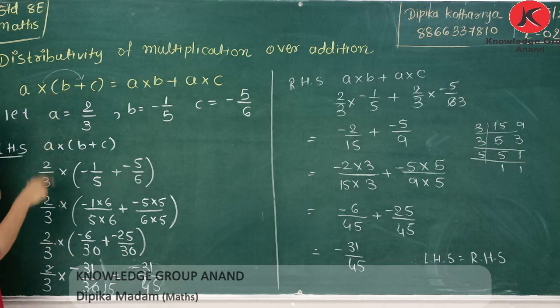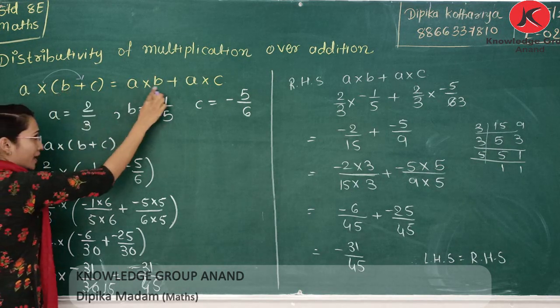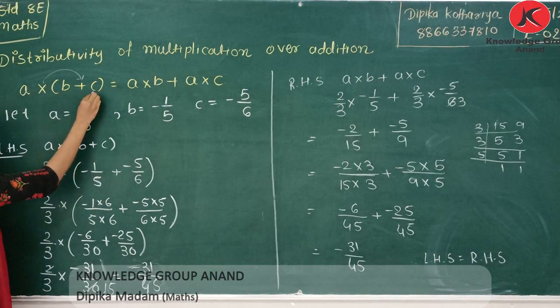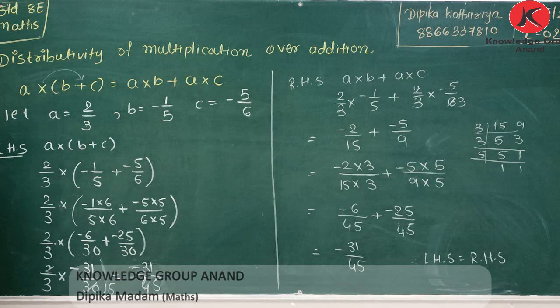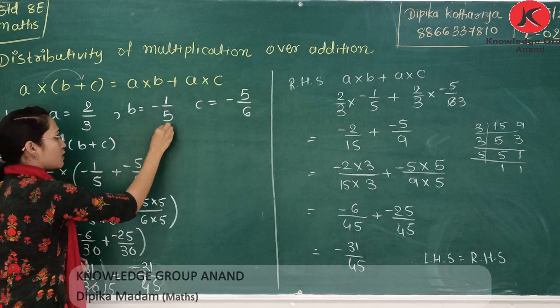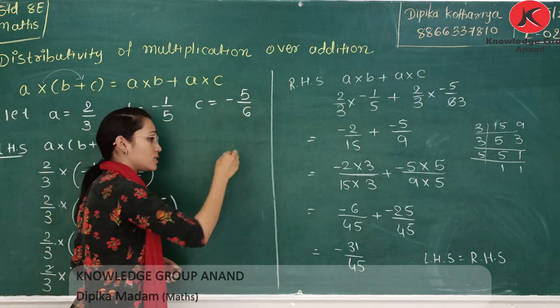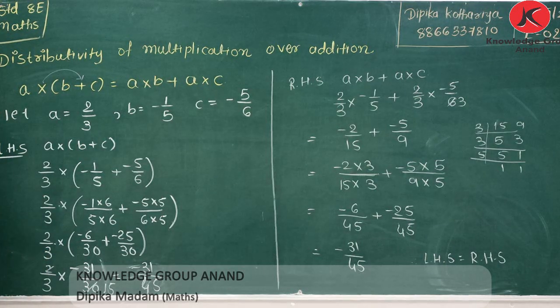So if we open the bracket, this thing we already learned in 6th standard. If we open the bracket, it becomes a multiply b, that is a multiply b, plus a multiply c. This is called the distributive property of multiplication over addition. We will check this distributive property for 3 rational numbers: a is 2/3, b is -1/5 and c is -5/6. Again, you can select your own rational numbers and check the distributive property.